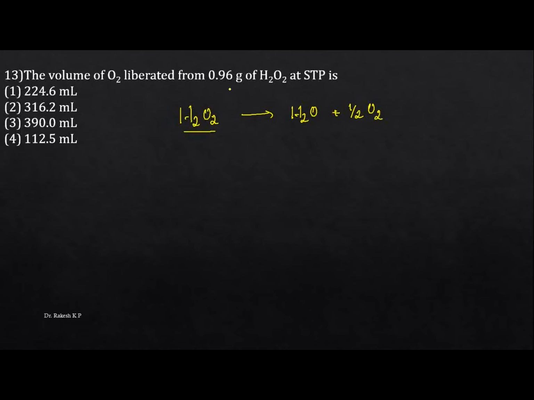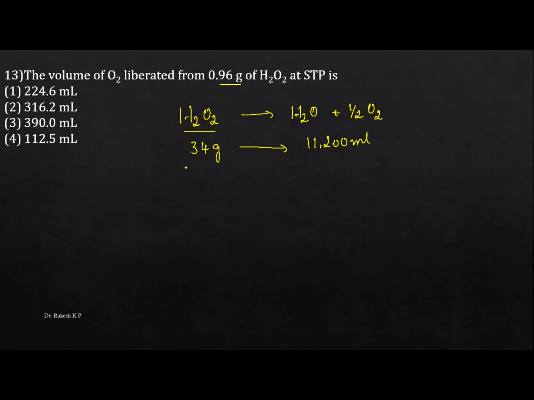So suppose here they have also given the mass. Let me take it in terms of mass. If we calculate the molar mass, that becomes 34 gram. 34 gram of hydrogen peroxide liberates, here the value they have given in terms of ml, so I'm going to take it in terms of ml, that is 11,200 ml.